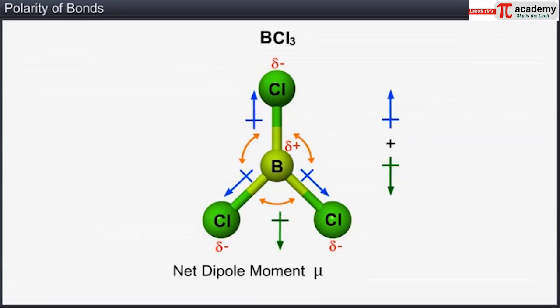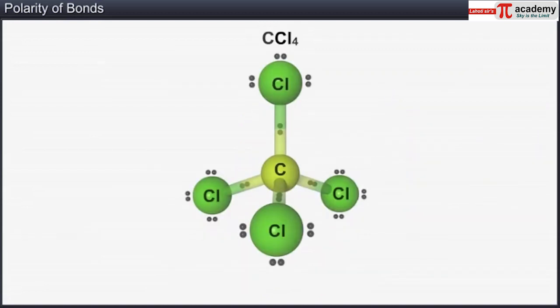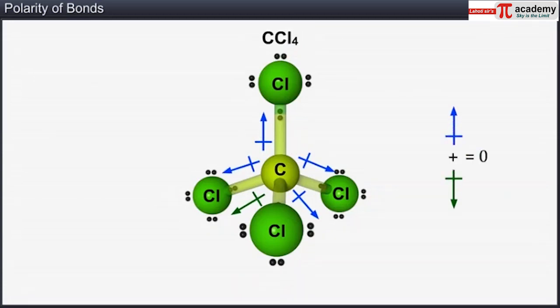Hence, the net dipole moment is equal to 0. Let us take the carbon tetrachloride molecule. As the resultant bond dipoles, as shown here, are equal and in opposite directions, they get cancelled, and the net dipole moment of the molecule is equal to 0.